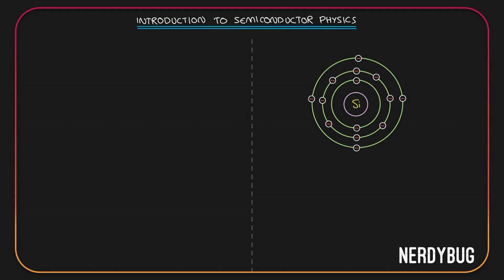A silicon atom has 14 electrons in it, but all 14 of them do not have the same energy level. 2 of them are in the innermost shell and they have the least energy. 8 of them are in the second shell and 4 are in the outermost shell. The 4 electrons in the outermost shell have the highest energy. The outermost shell is called the valence shell and these electrons are called valence electrons. All these valence electrons are bound to the atom.